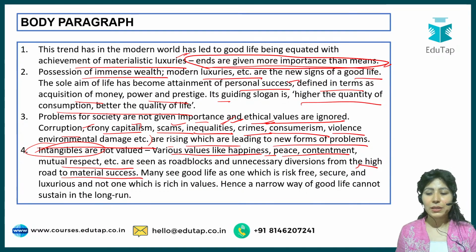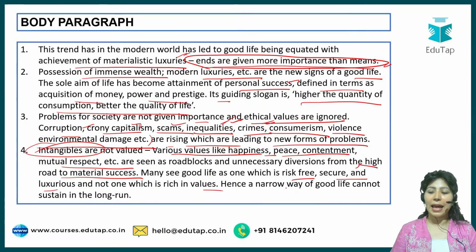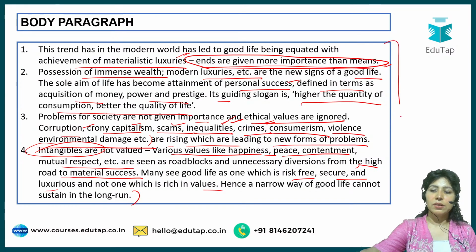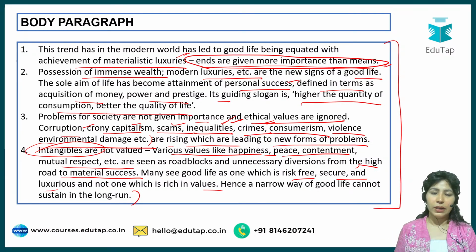Many see a good life as one which is risk-free, secure, and luxurious, and not one which is rich in values. Hence, a narrow way of good life cannot sustain in the long run. So these are the four points which can be used to explain your question, that the crisis of ethical values can be traced down to a narrow perception of good life. So here are the hints that you can take.